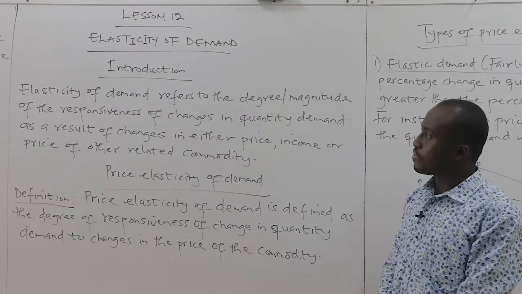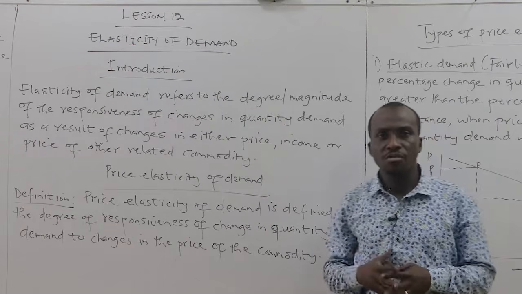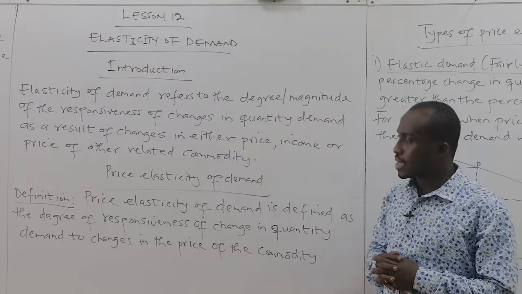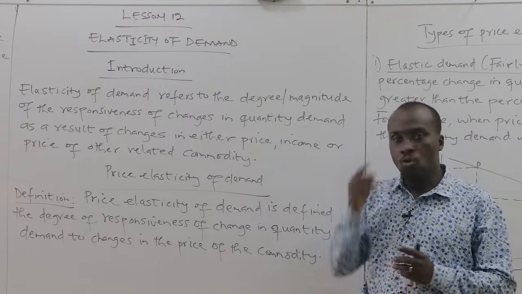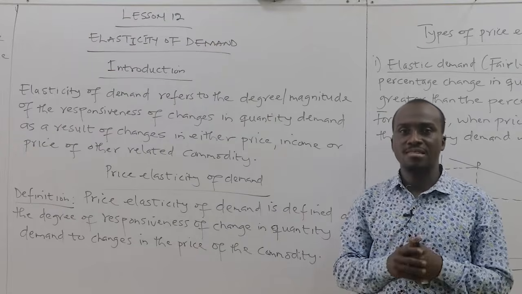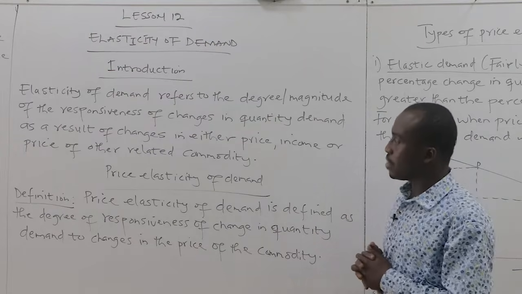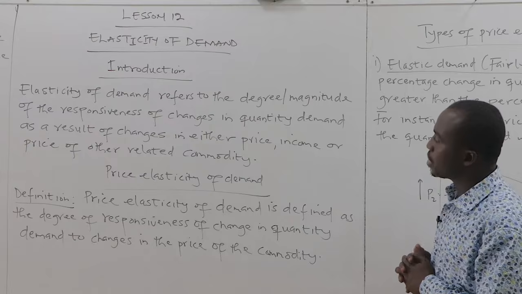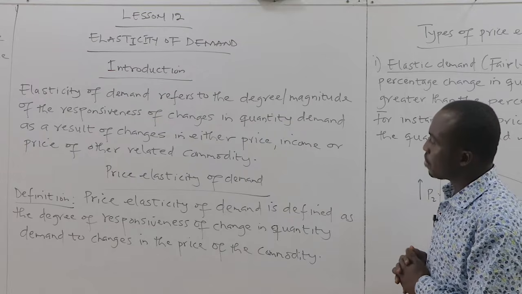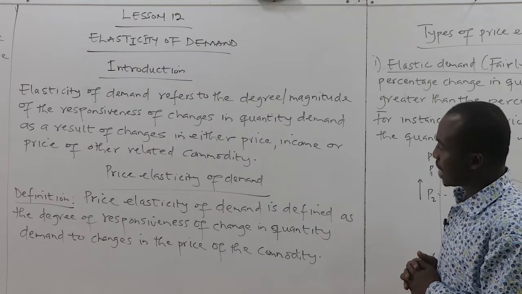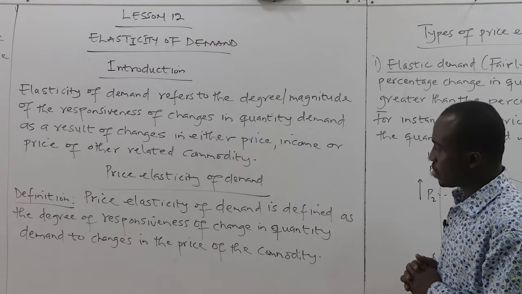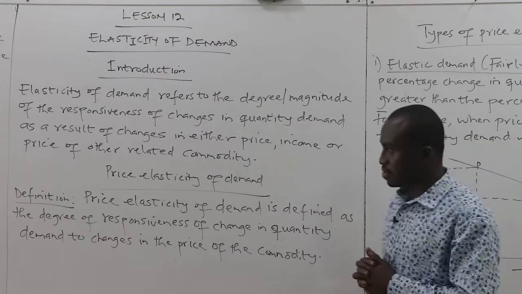So we want to look at the elasticity of demand. Before that, we want to look at what is the general idea when it comes to elasticity of demand before you go down to the three types of elasticities. So what's the elasticity of demand? It refers to the degree or the magnitude of the responsiveness of changes in quantity demanded as a result of changes in either price, income, or price of a related commodity.